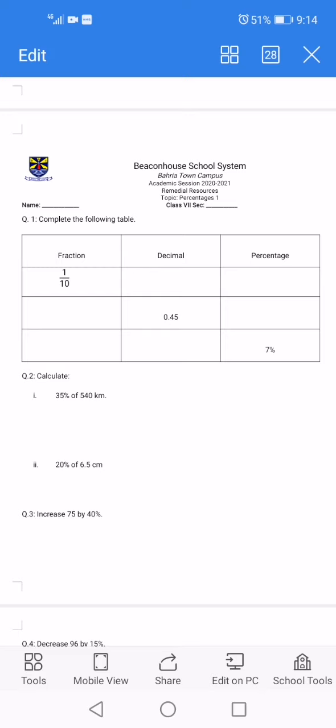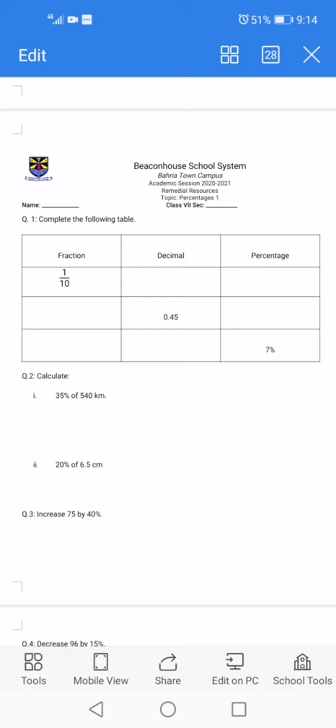Today we are going to do percentages, and in our previous lesson we revised the topic fractions. We learned the operations on fractions, and also simplified fractions by applying BODMAS. Now in this lesson we are going to learn first of all how to interconvert percentages into fractions and decimals.